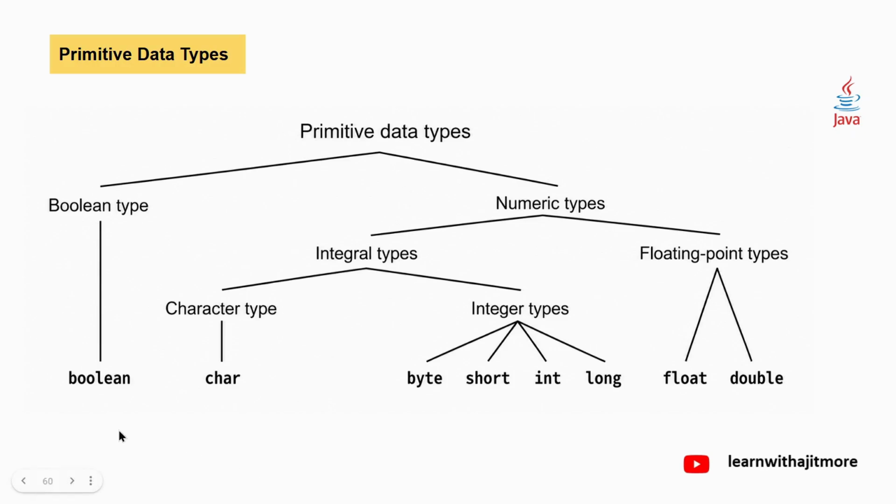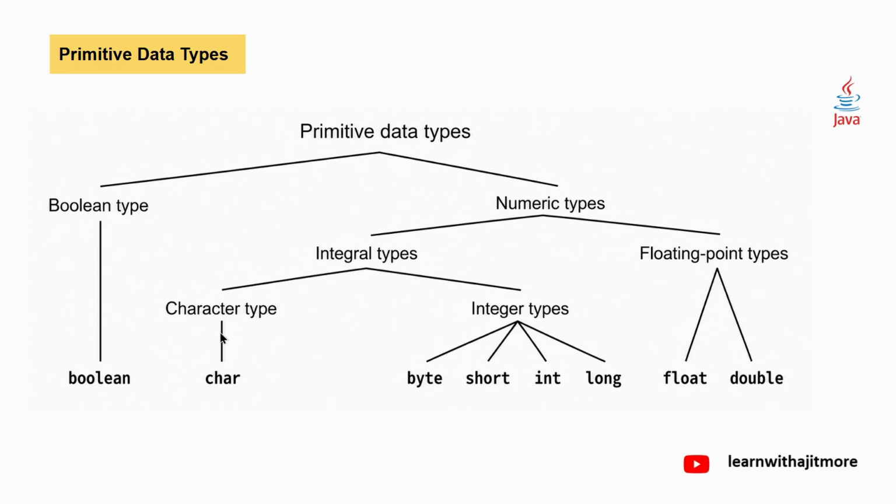In Java, there are 8 primitive types, and for the 8 primitives there are 8 keywords. You cannot use these keywords in combination, like in C, where we can write short int or long int.